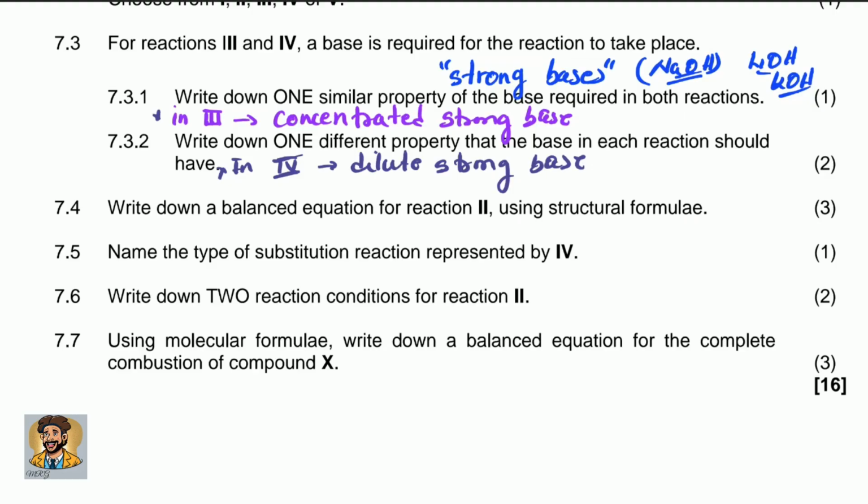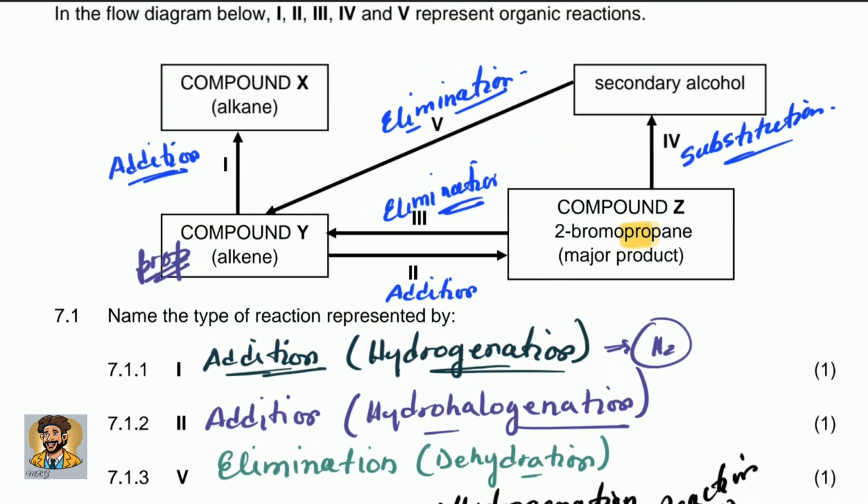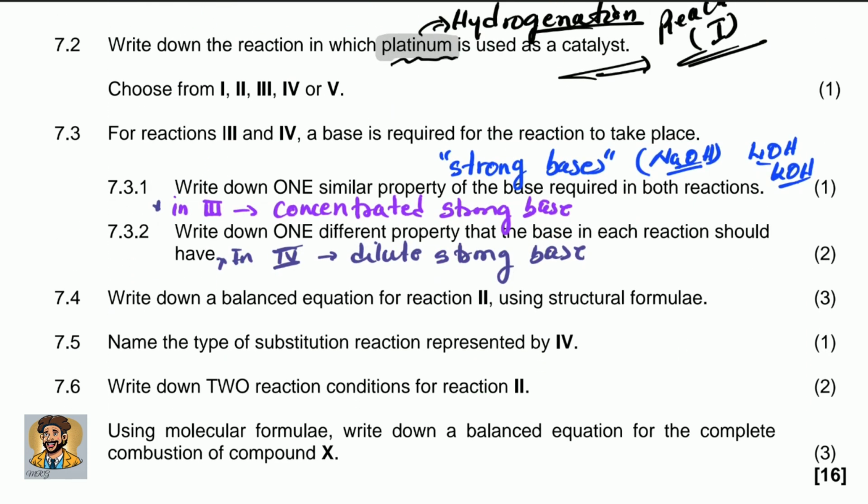Okay, so we are here. Name the type of substitution reaction represented by 4. Now, in this reaction, we're starting from alcohol. We're going to haloalkane, that is hydrolysis. Hydrolysis is quite important reaction. So let's write it down here also. That is the type of reaction.